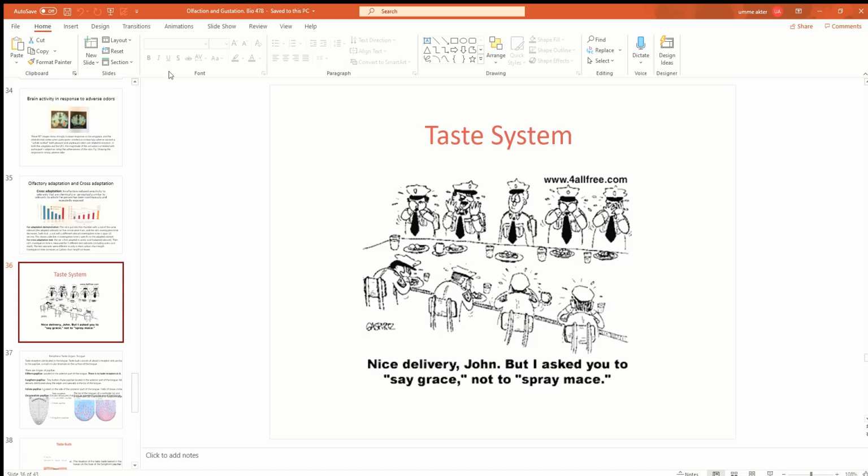So the stimulant, or taste stimulus, is called tastants. Okay, so a tastant is the stimulus or the signal. The molecules, signal molecules, bind with the receptors and give the perception of taste.